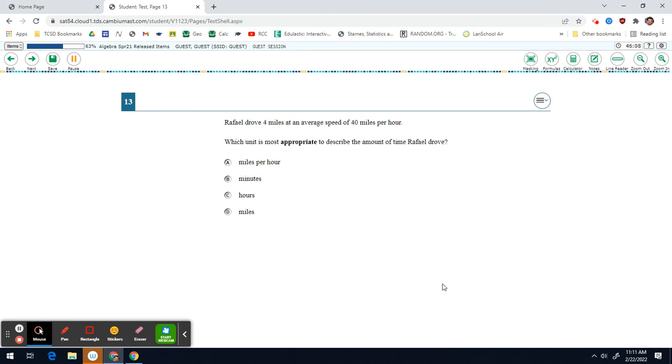Algebra OST, Spring 2021, number 13. Raphael drove 4 miles at an average speed of 40 miles per hour. Which unit is most appropriate to describe the amount of time Raphael drove?